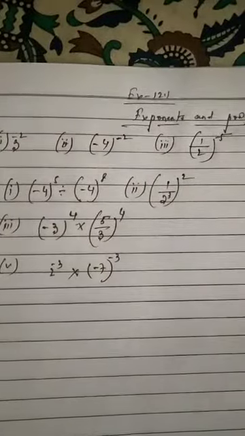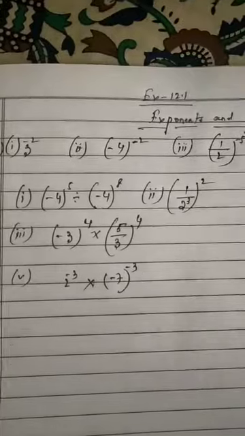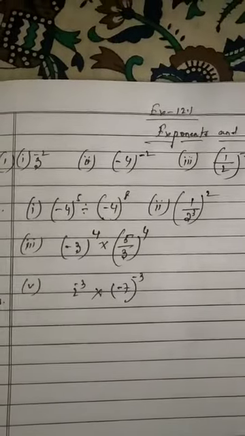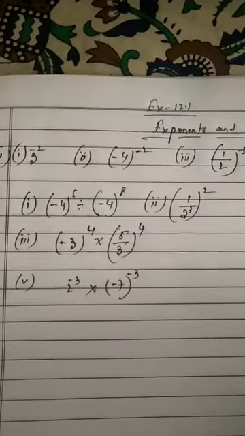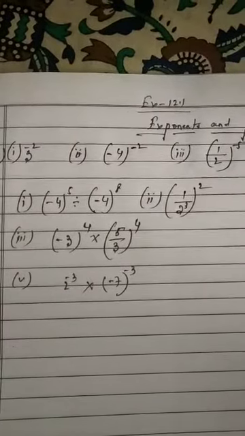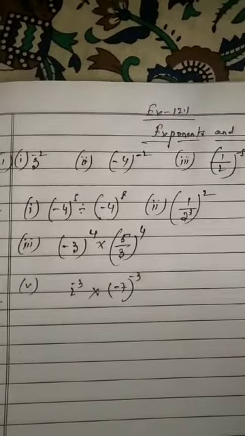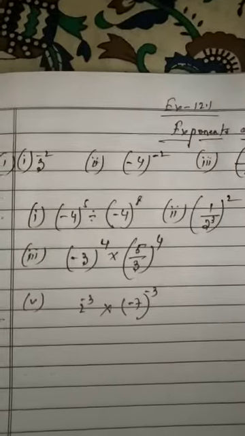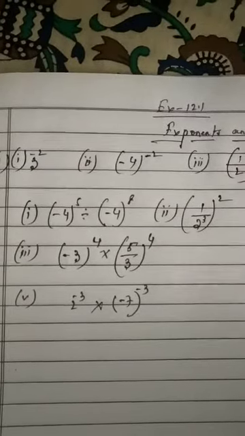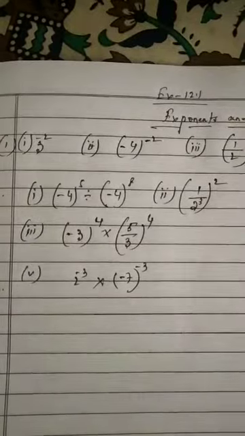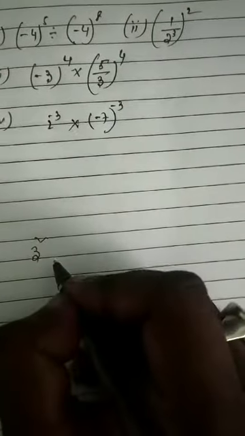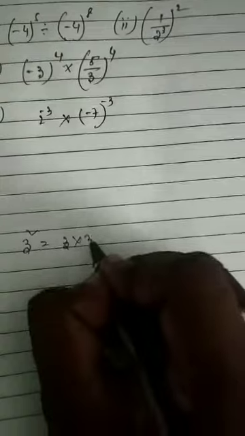In class 8 we will be dealing with more conceptual processes in this particular chapter, exponents and power, exercise 12.1. Children, as you can see on my copy, it's written 3 to the power minus 2. Children, the very first thing that comes to our mind when we talk about power: suppose I'm saying 3 square. 3 square means 3 into 3.